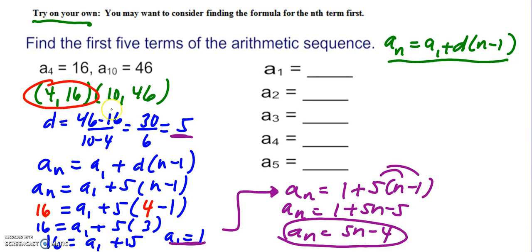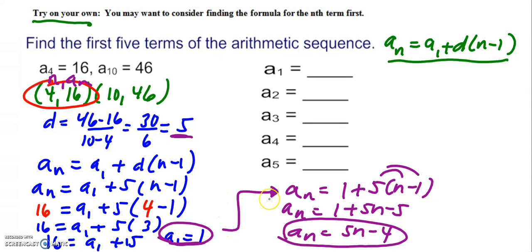All right, guys, so to check in with you, when I found my slope or my common difference, I got 5. So what I did was I plugged 5 in for the common difference and then had to solve for the first term. I picked this point to use. This is my n value and this is my a sub n value. So I did some substitution here and here, and I simplified. 16 equals a sub 1 plus 5 times 3. If I subtracted 15 over, I got that my first term was 1.